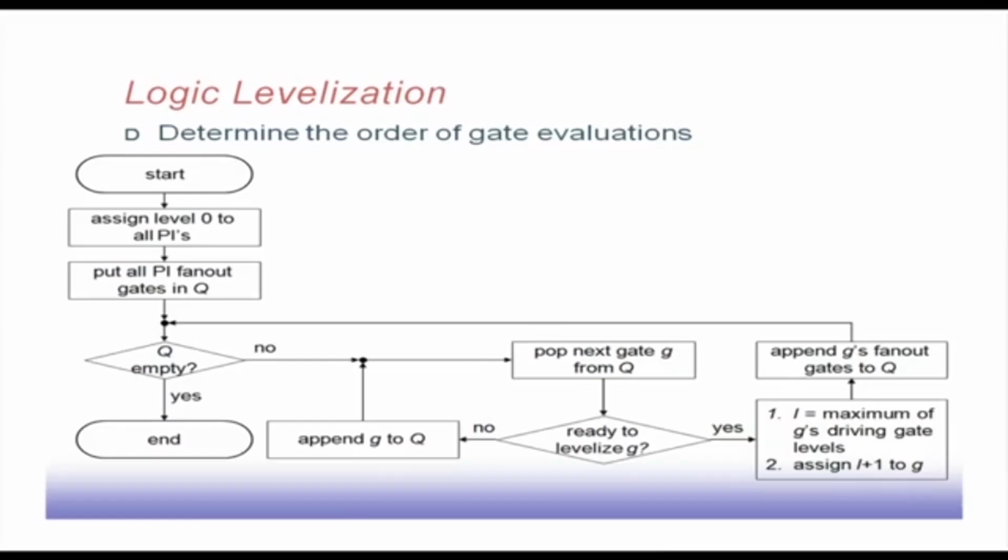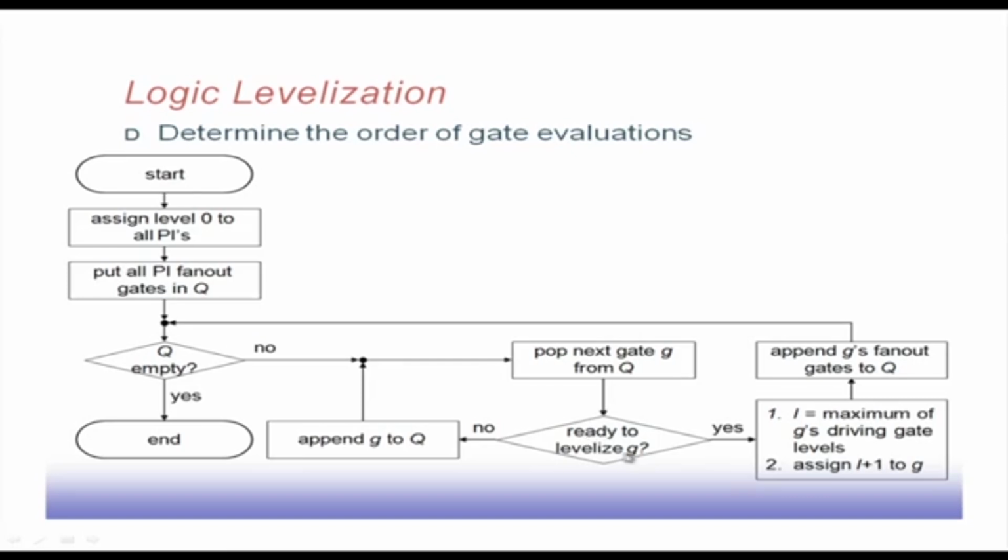We can do it like this. We can have a very simple algorithm that can assign these levels. Assign level 0 to all primary inputs, and put all primary input fan out gates in a queue. Now, if the queue is not empty, then we pick up the next gate G from Q. Since its inputs are all coming from the primary inputs only, their values are known. So, we can assign some level to this.